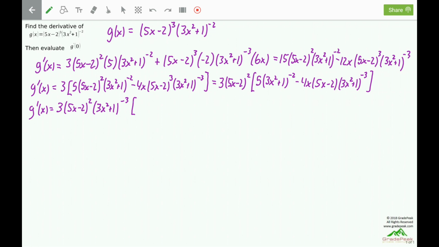So we will have a 5 times a 3x squared plus 1 to the first power. And then we have a minus 4x times a 5x minus 2. And we took out all of them from the second one. Okay, our next step now is to distribute this in here and this in here.